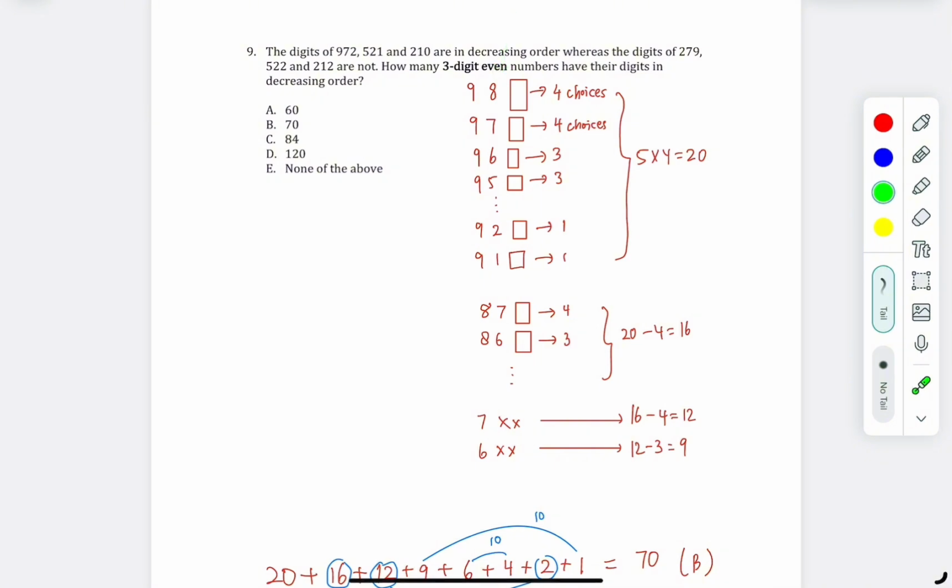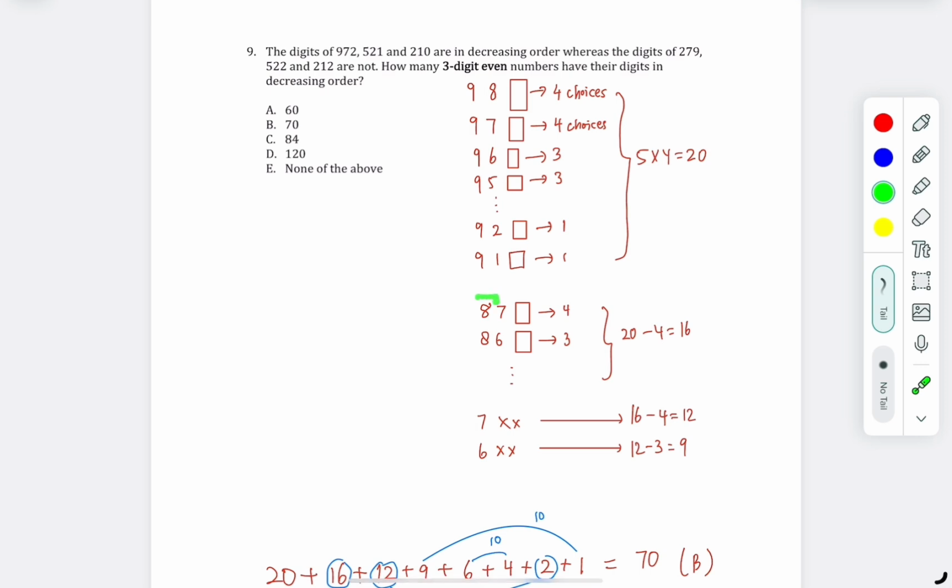If I have 9, 8, I will have 4 choices at the back, namely 2, 4, 6, and 0, because they only want us to find the even numbers. So the back part is 0, 2, 4, 6. Same thing for 9, 7: I have also 4. 9, 6, I have 3. 9, 5, I have 3. 9, 4, you have 2. 9, 3, 2. 9, 2 is 1. 9, 1 is 1. 9, 0, we couldn't have anything, because the digits cannot be the same and must be in decreasing order. So the total for 9 is 20.